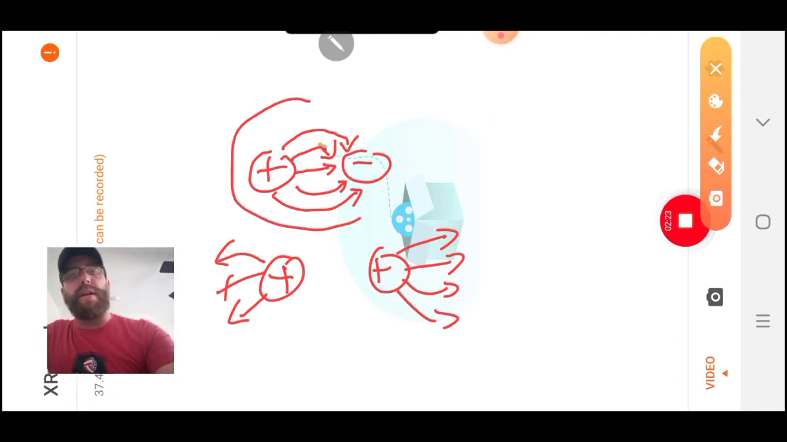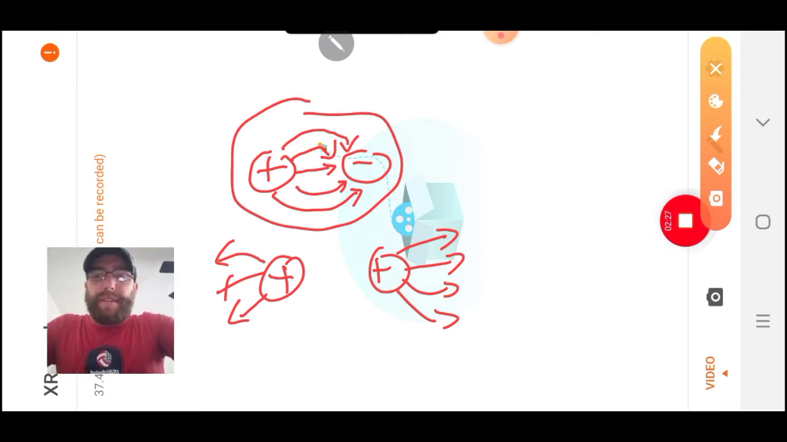This area here is called the electric field. An electric field is the area surrounding every electric charge where force is exerted on other electric charges. So it's basically where the charges are close enough to impact each other. It doesn't matter if they're opposites or like charges. If there's an area where they're going to interact, that is called the electric field, and what we've drawn here are the electric field lines.